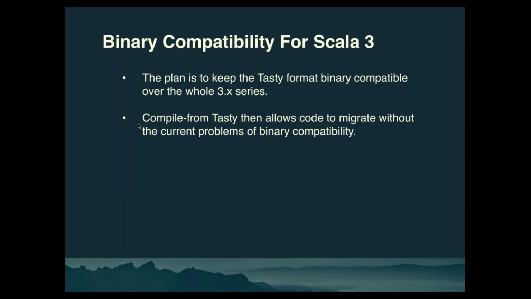The plan for Scala 3 is to keep this Tasty format binary compatible over the whole 3.x series. That means compiling from Tasty would allow code to migrate without the current problems of binary compatibility. So while we have undeniably challenging problems to solve to migrate from Scala 2 to Scala 3, the hope is that when we are at Scala 3, the recurring binary compatibility problems where the whole world has to reboot at every major version will go away. From Scala 3.1, 3.2, 3.3 on, the interchange format will be Tasty and that won't change. That's something we will commit to for the 3 series.